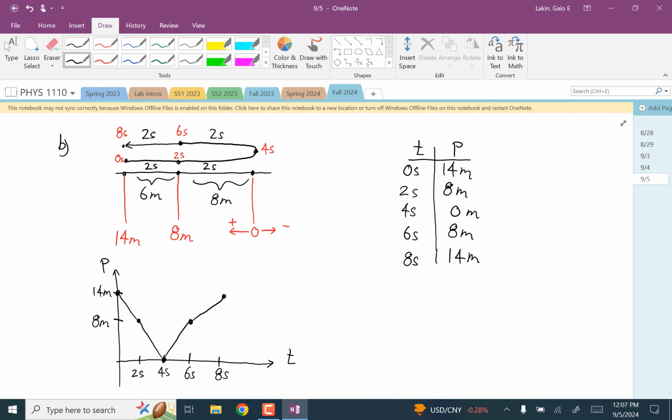If we started the stopwatch earlier than that, it would shift this graph to the right along that time axis. If we chose the 0 position to be somewhere to the, I guess, somewhere to the negative side, whatever the negative side is. No, wrong. Somewhere to the positive side, it would shift this down. And if we flip the positive and negative directions, it would flip this shape upside down.